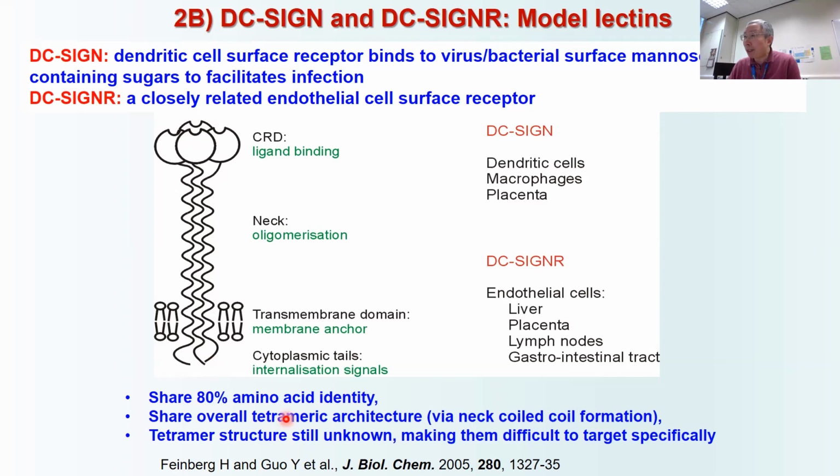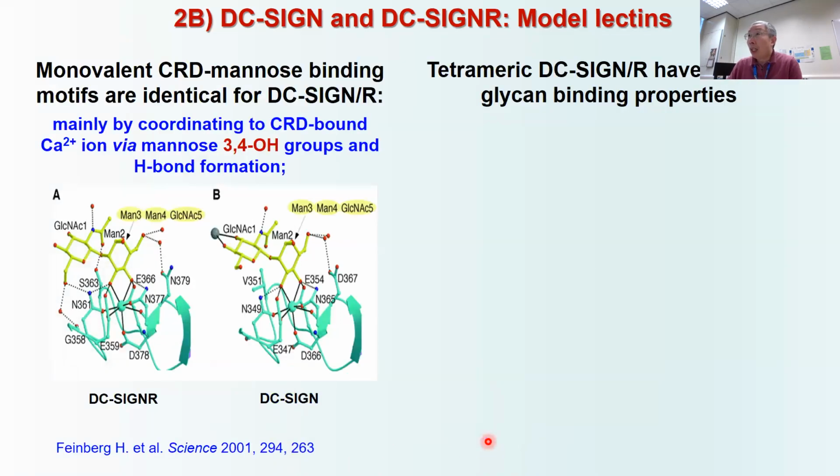They share 80% amino acid identity. They also share the same tetrameric architecture. However, their tetrameric structure is unknown, so it is really difficult to target them specifically. Although the tetrameric structure is unknown, the monovalent CRDs, the sugar binding domains, are known. They bind to basically mannose in the same motif.